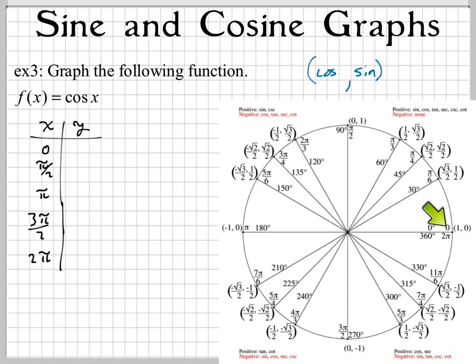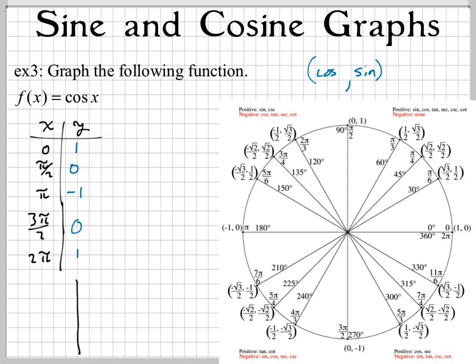So, if I look at 0 radians right there, what is cosine of 0? Yeah, remember, it's the x value. It's 1. So cosine of 0 is 1. What is cosine of pi over 2? 0. Cosine of pi? Negative 1. And then cosine of 3 pi over 2? That's 0. So we put 0 right there. And then cosine of 2 pi, that would be 1.